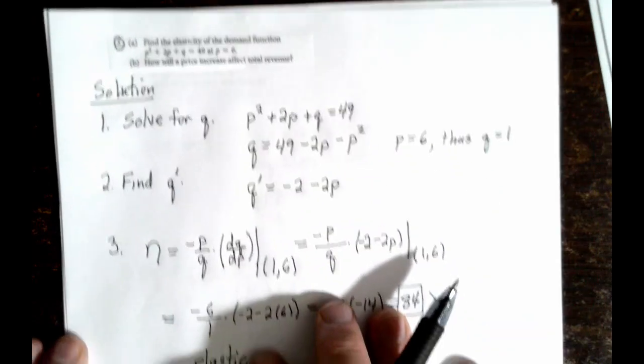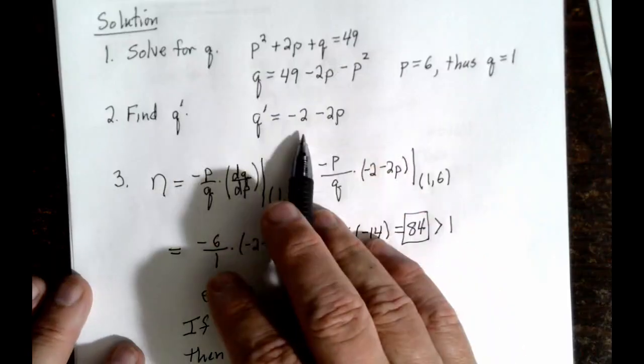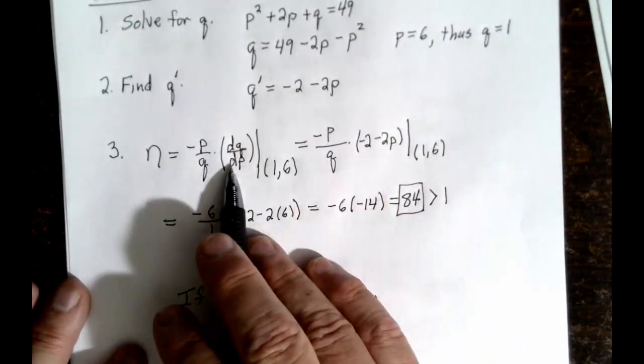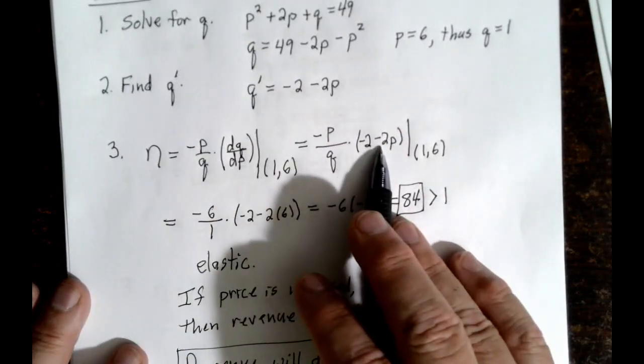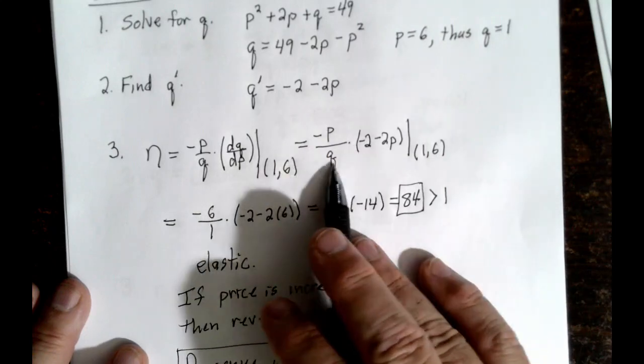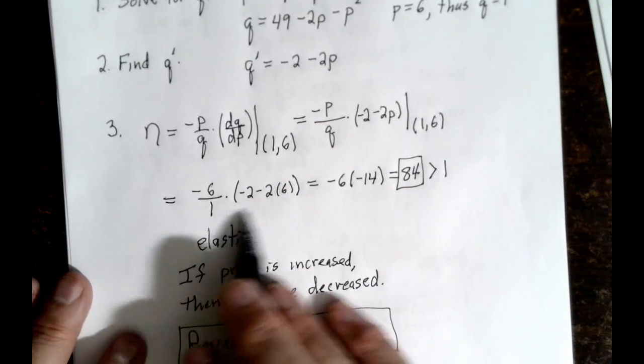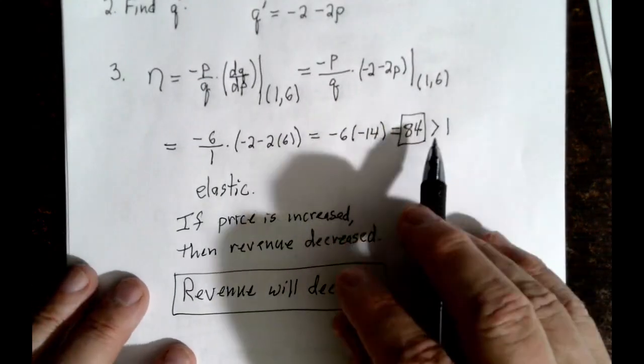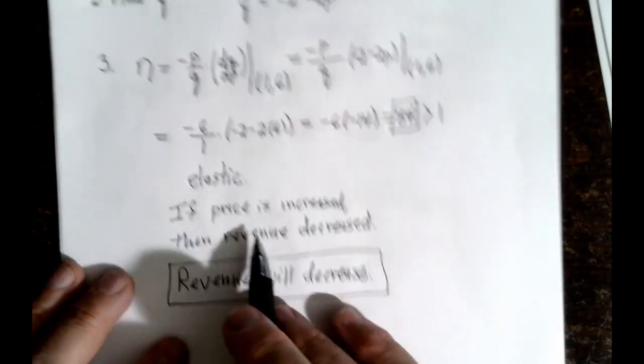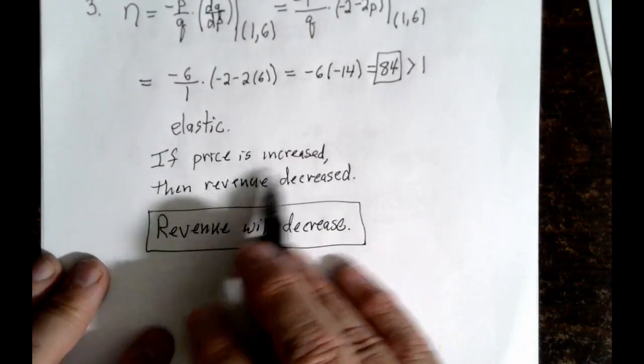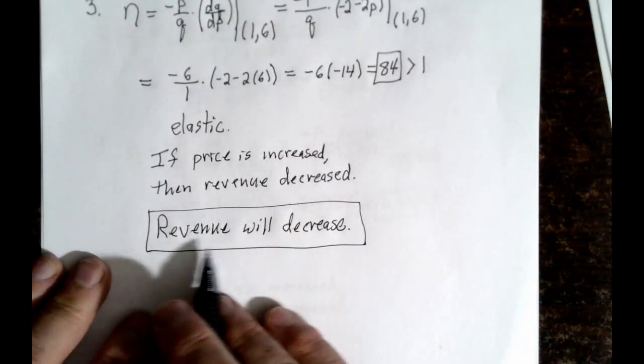We figured out Q is 1. So you take the derivative and you get this guy here, and that's what you plug into this. We actually plug it in there. And now you use 1 and 6 for Q and P. Simplify it and you get 84. Since that's greater than 1, your demand is elastic, which means if price increases, your revenue decreases. So the revenue will decrease.